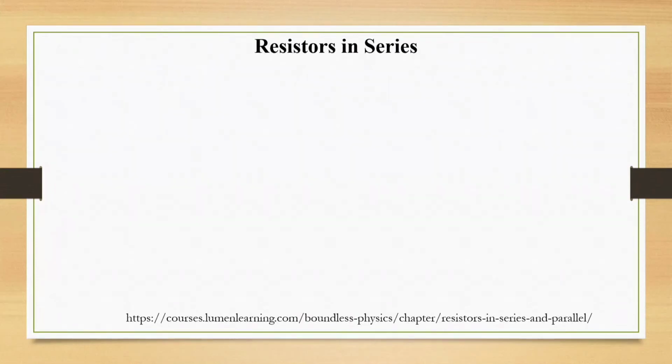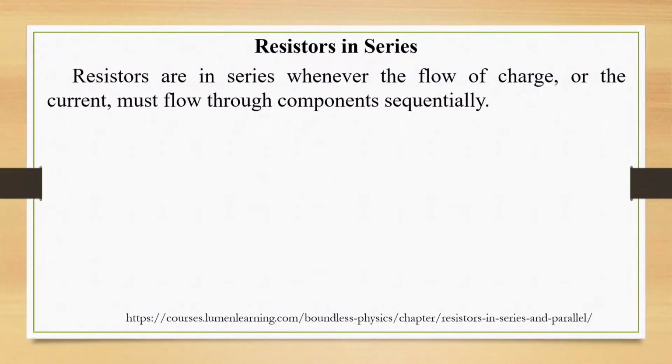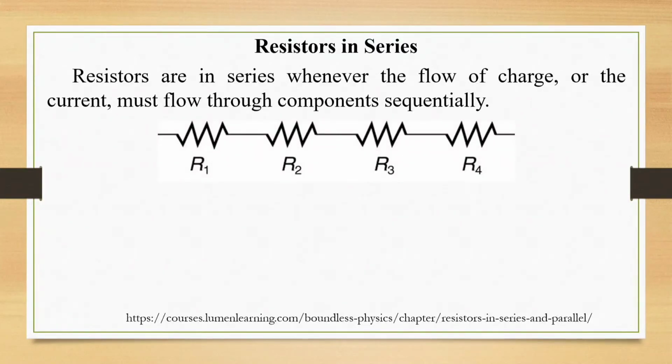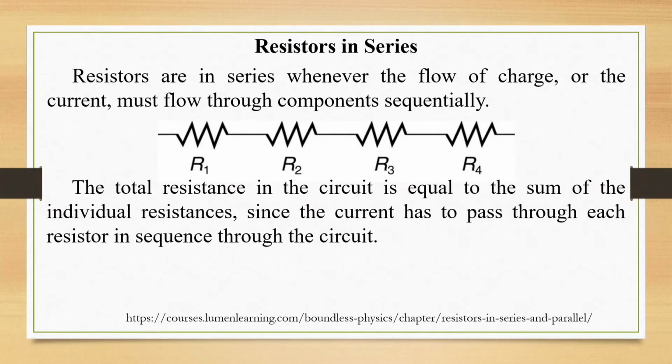So, resistors in series. Resistors are in series whenever the flow of charge, or the current, must flow through components sequentially. It means there is a single path for the current to flow from positive to negative. The total resistance in a series circuit is equal to the sum of the individual resistances, since the current has to pass through each resistor in sequence through the circuit.